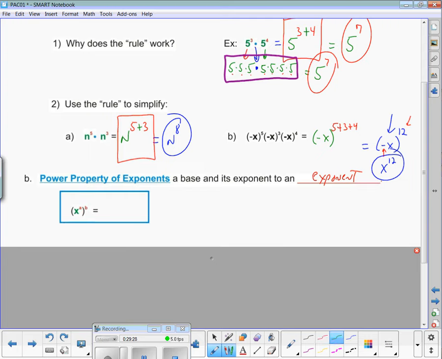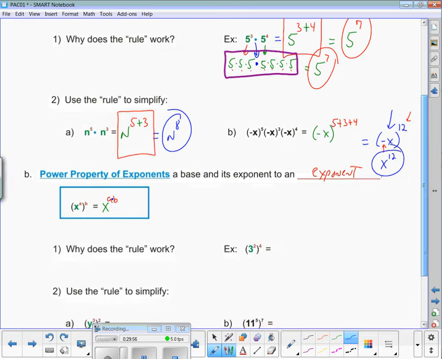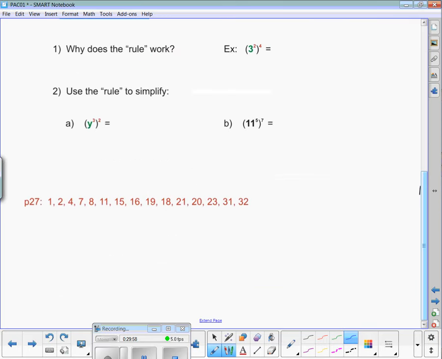The rule's not hard. The rule is the base, and this time, instead of adding exponents, you multiply them. So x to the ab power. And remember, writing two letters together is multiplication. If you want to put a raised dot in between, you can do that. But x to the a to the b equals x to the a times b.